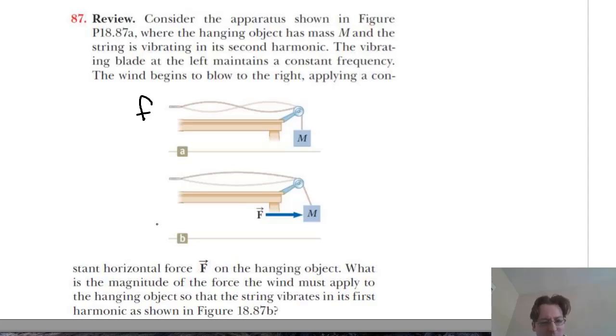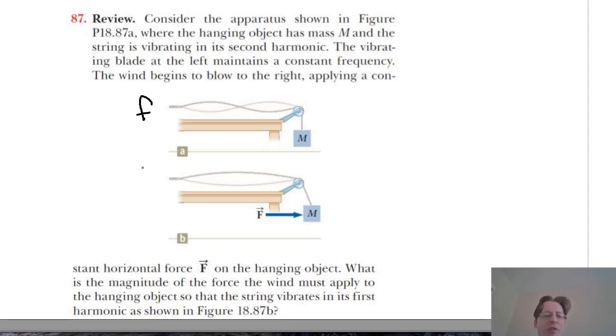Now, in the second picture, the wind blows, providing an extra force that pushes the mass to the right. That will, as we'll see, increase the tension. And when the tension in a string increases, the waves move faster. Think of tuning a piano or a guitar string. You crank up the tension, the waves move faster, and that boosts the frequency.